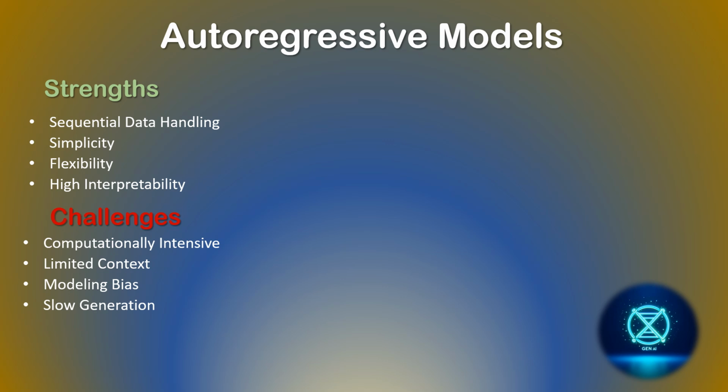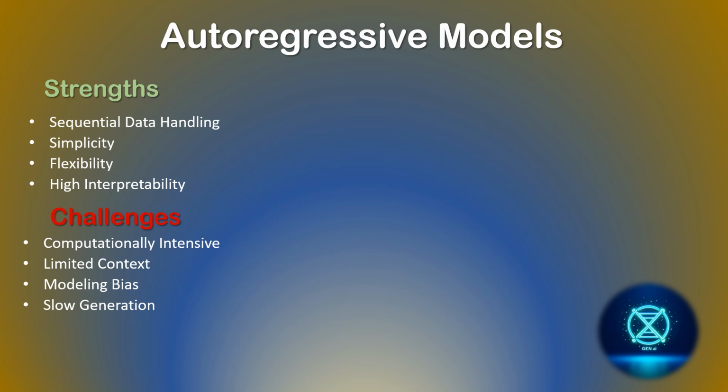Then high interpretability: often easier to interpret due to the explicit nature of their autoregressive structure. And coming to the challenges, it could be computationally intensive. Training and inference can be resource intensive, and slow for long sequences. Limited context: traditional models may struggle with long range dependency analysis, unless we enhance the mechanism.